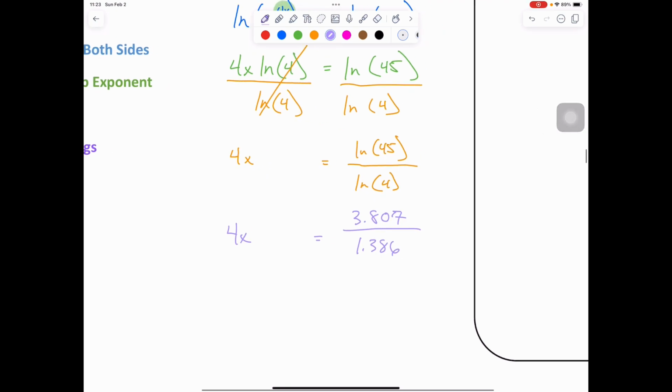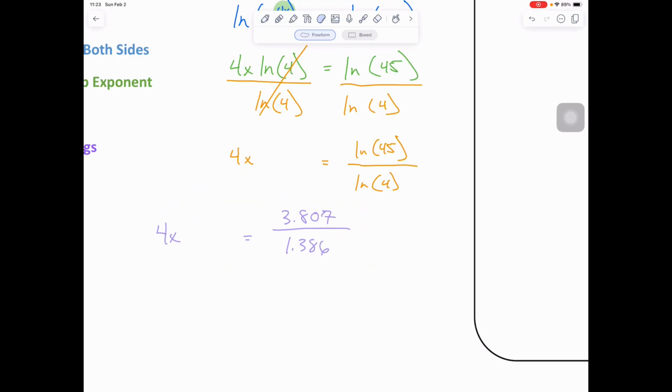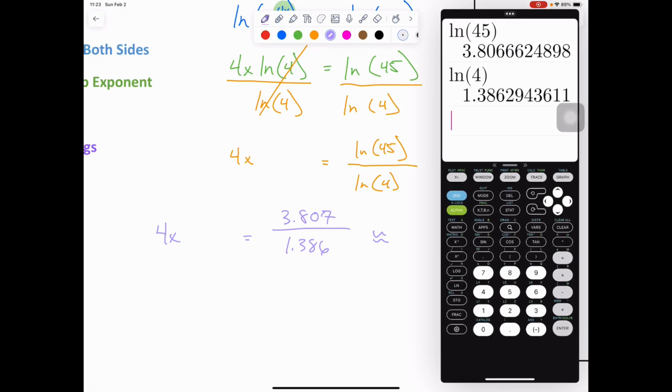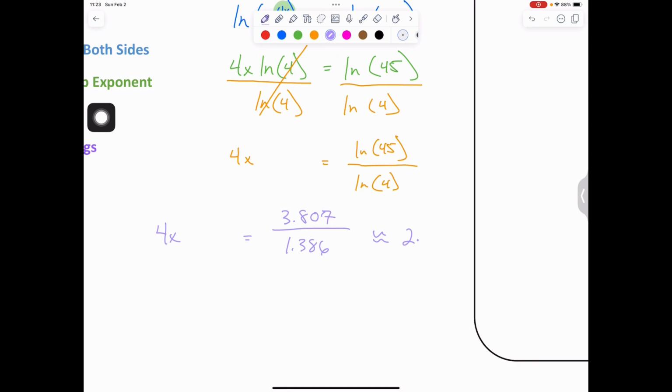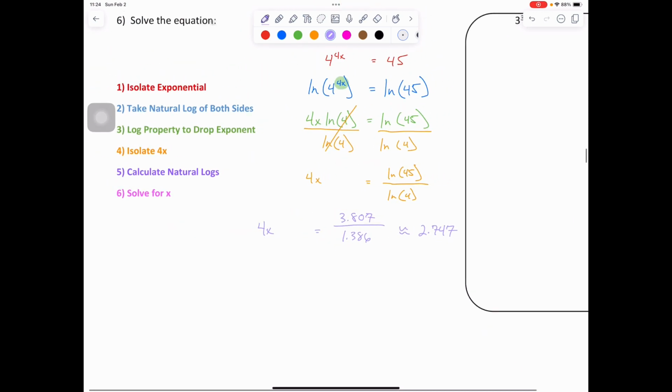All right, now that we have 1.386, I need to shift this over just a hair. I'm running out of real estate. We do need to find out what that's approximately. So let's go ahead and do 3.807 divided by 1.386, which is approximately 2.746. That's a 7 in the ten thousandths place. We need to round that up to 2.747. 2.747.